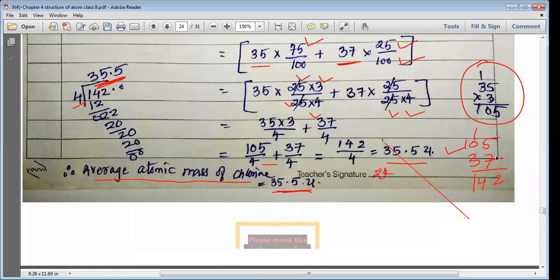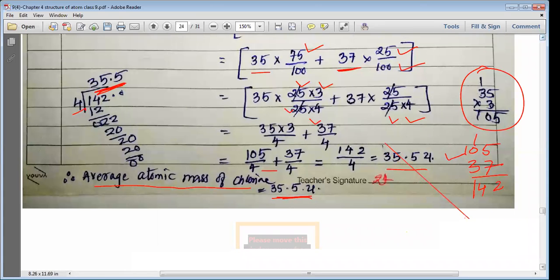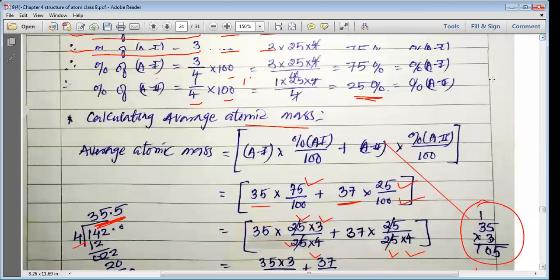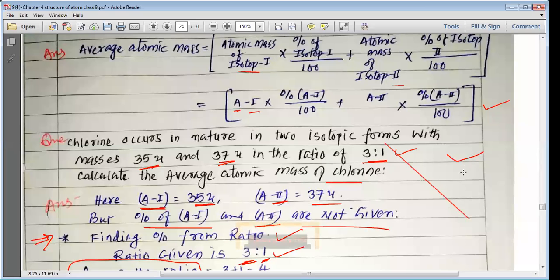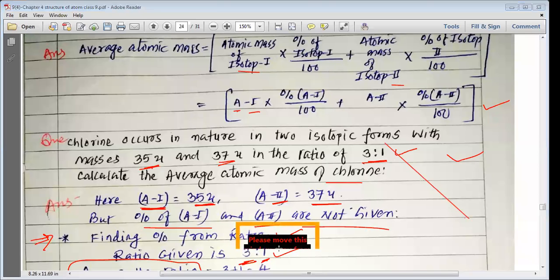So my dear students, this is how we can find out the average atomic mass for any element if their atomic masses are given and the ratio or percentage is given. So if, my dear students, you have anything to ask about this, you can ask or we can move to the revision.